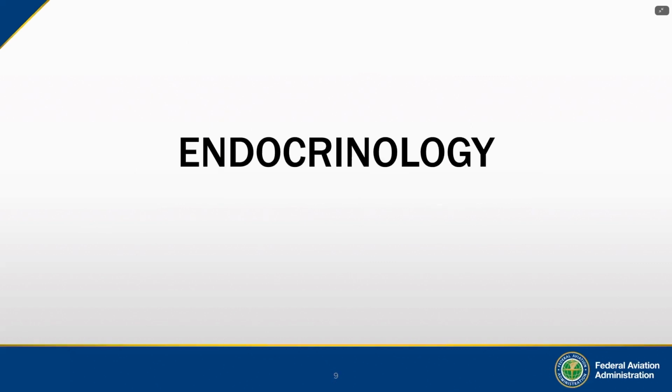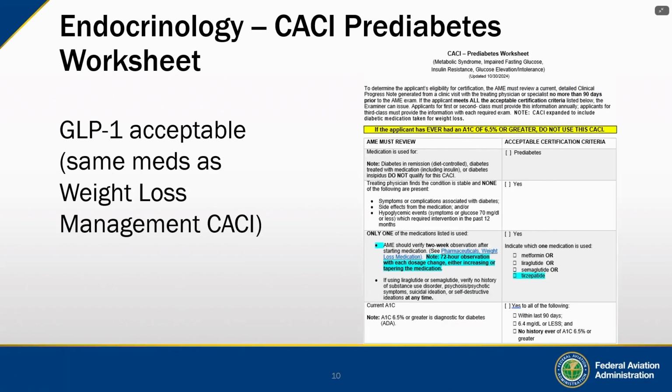Endocrinology. One of the AMEs, I think it might have been at the Grand Rounds last time, caught that the prediabetes worksheet was missing the GLP-1. On the CACI for weight loss management, we already had the GLP-1 on. So all we did is coordinate so that the CACI for prediabetes and the CACI for weight loss management match. Remember, there's a 72-hour observation time after a dose change.